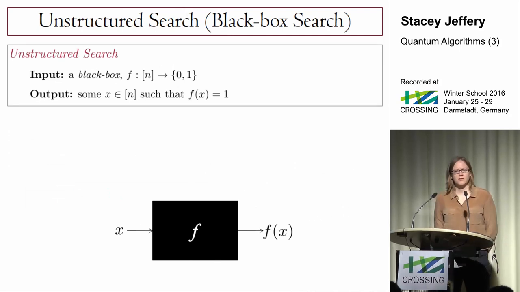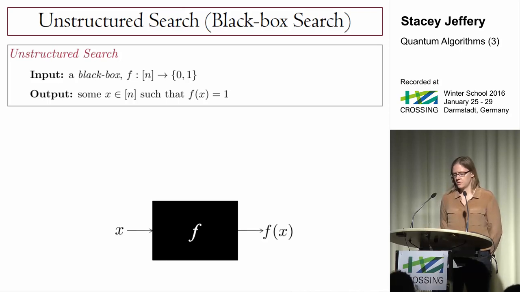So one way of looking at search problems is by completely forgetting about any structure of the problem, and we call this unstructured search or black box search. In this problem, we imagine that someone has given us some oracle or some black box, and we can query it. We can give this box x, and it will give us f of x, where f is some arbitrary function, and we are looking for some x such that f of x equals 1. This is a very abstract problem. It maybe doesn't sound very useful in practice, but the important point is that if we can solve this problem, this gives a solution to any search problem.